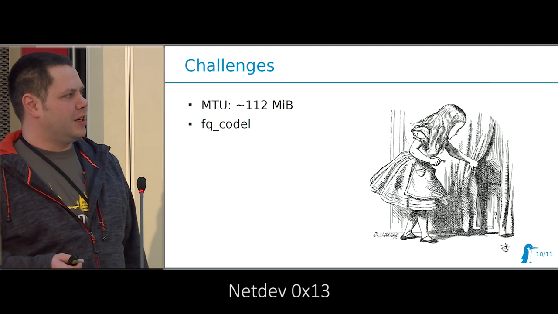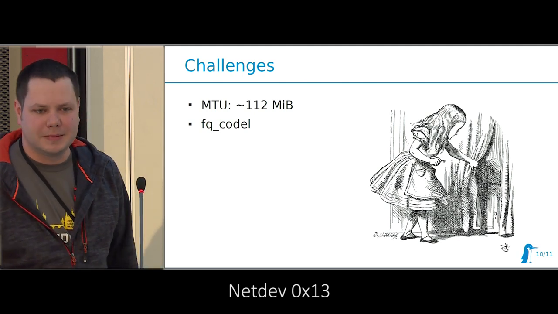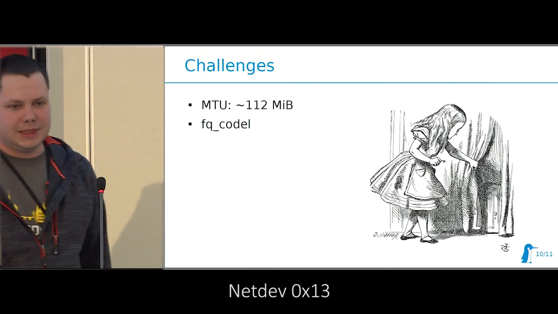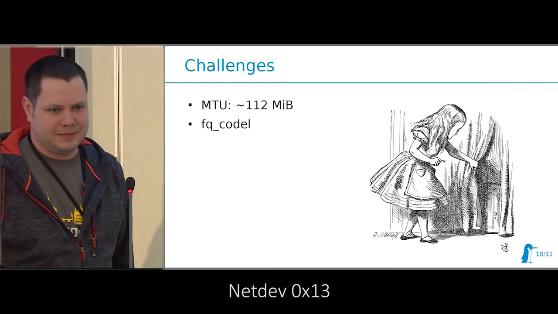Do you mean the message size is 112 megabytes? The MTU, is that the same? It's not the transmission unit of the underlying CAN protocol. It's the maximum packet size. Yeah, it's like on IP, you can have 64 kilobytes, and then IP does the segmentation. And with J1939, you have a max packet size of 112 megabytes.